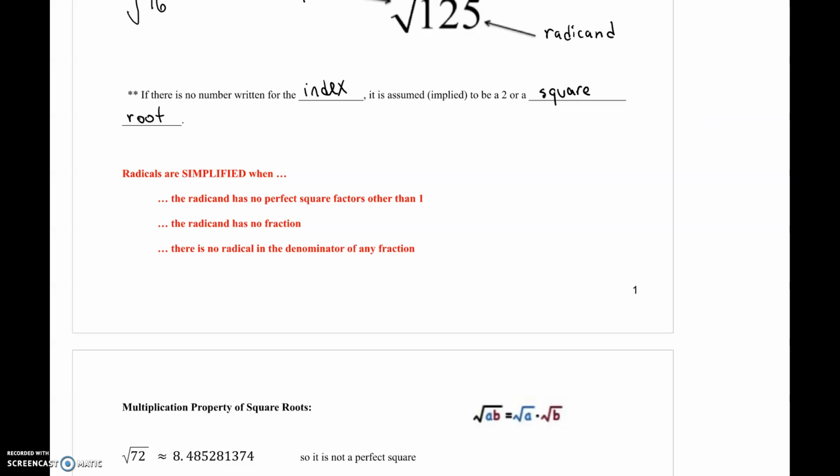So, radicals are simplified when the radicand has no perfect square factors other than 1. So that's one thing we have to look for. The radicand has no fraction, so no fractions underneath the square roots, otherwise it's not simplified yet. And finally, there is no radical in the denominator of any fraction. We won't be talking about that today. That'll be next week.